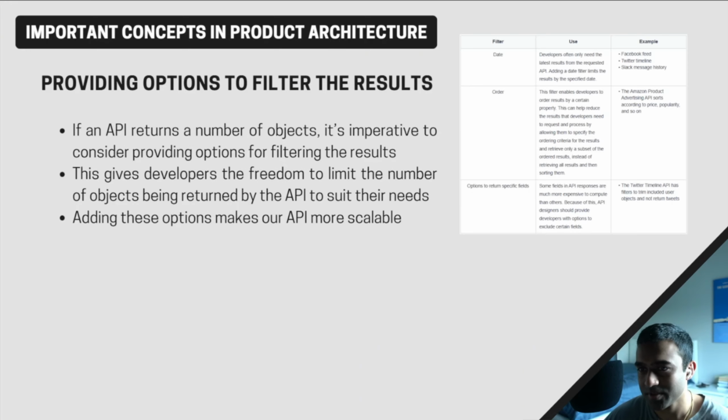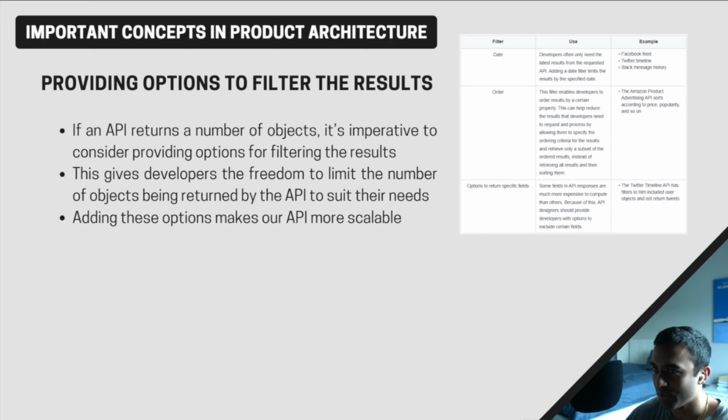So, providing options to filter the result. If an API returns a number of objects, it's imperative to consider providing options for filtering the results. This gives developers the freedom to limit the number of objects being returned by the API to suit their needs. Adding these options makes our API more scalable.